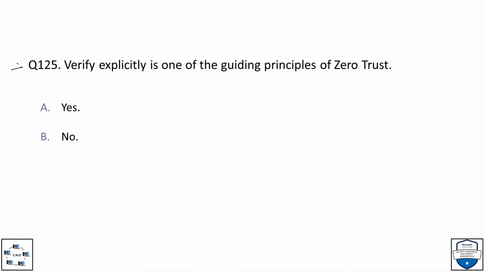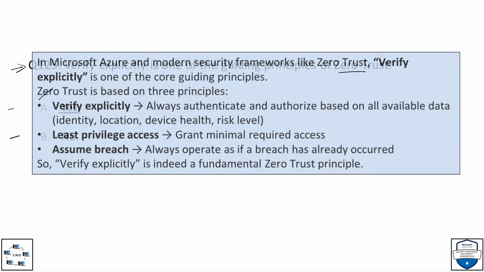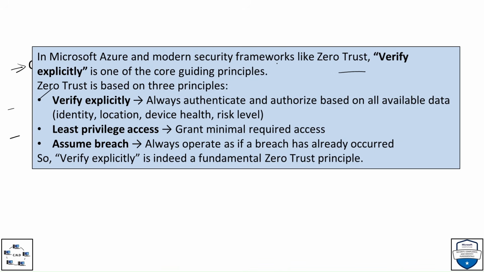Question number 1 to 5. Verify explicitly is one of the guiding principles of Zero Trust. Option A, yes, and option B, no, and the correct option is yes. So in Microsoft Azure and modern security frameworks like Zero Trust, verify explicitly is one of the core guiding principles.